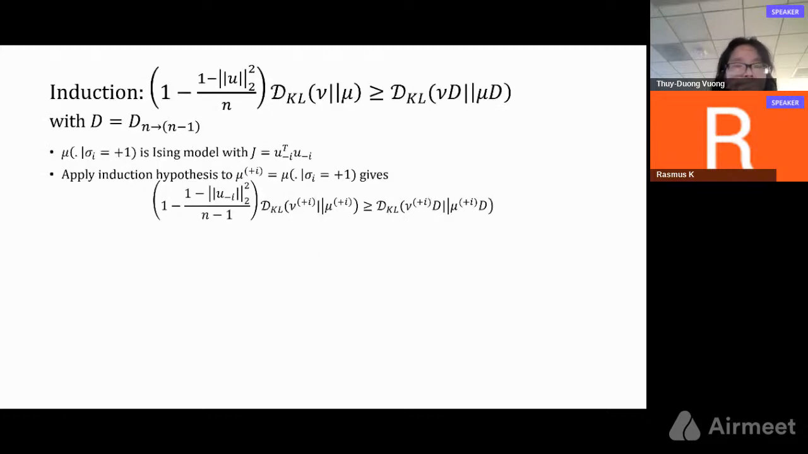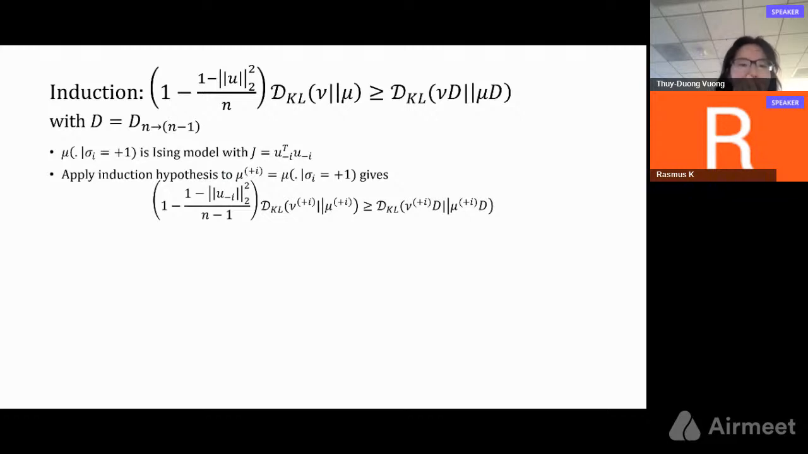Okay, and then we will show that the down operator has a 1 minus u squared divided by n contraction, and we will show this by induction on the size n of the model.